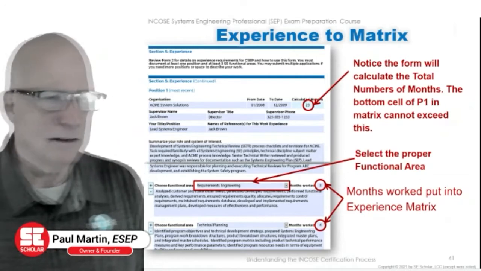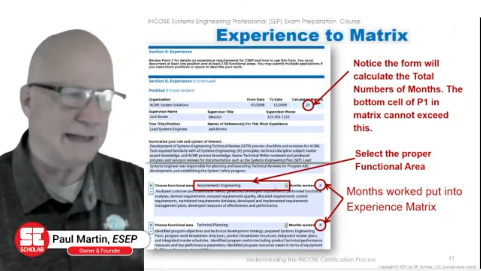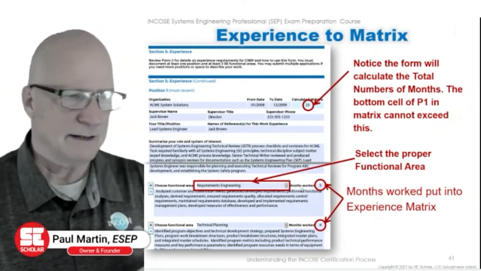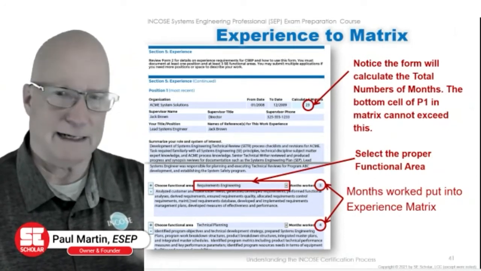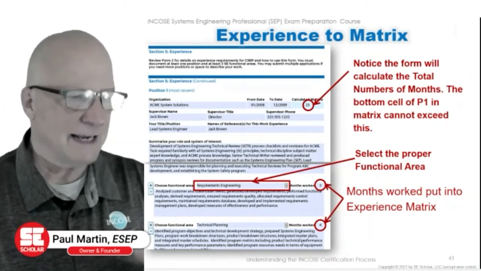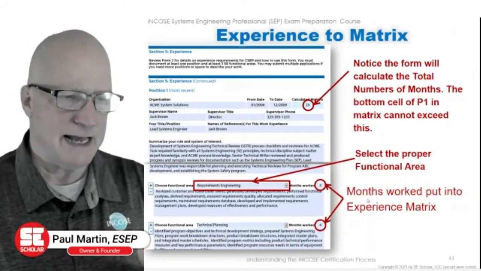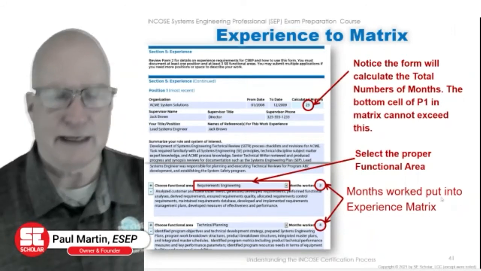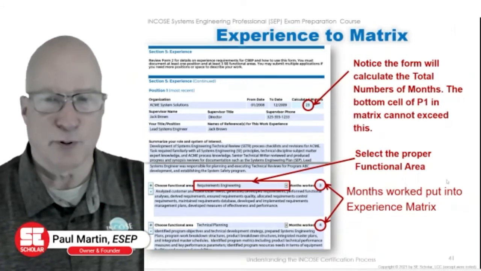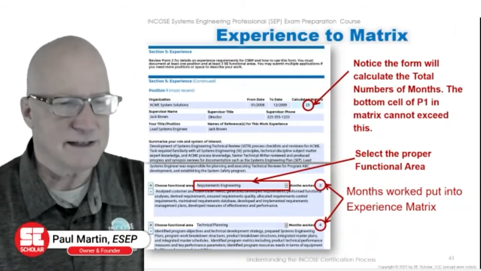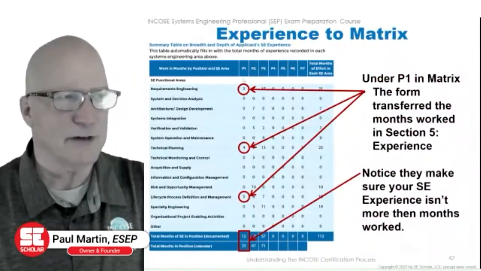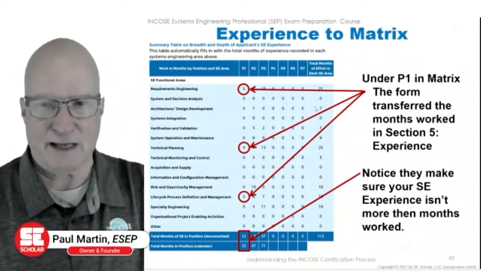Now over here, you'll actually select, well, okay, I did requirements engineering, right? I did 3 months there. And I explained what I did, all right? In technical planning, I did 4 months there. And notice I did that. So these months actually get already put into the matrix. What is this matrix I keep talking about? Well, it's right here. It's part of the application.